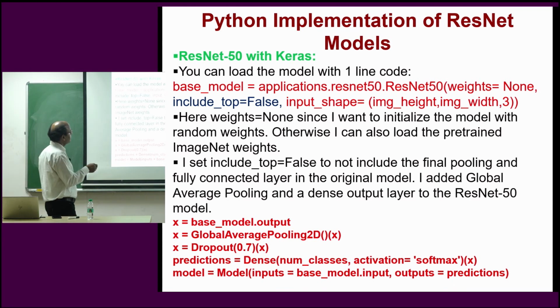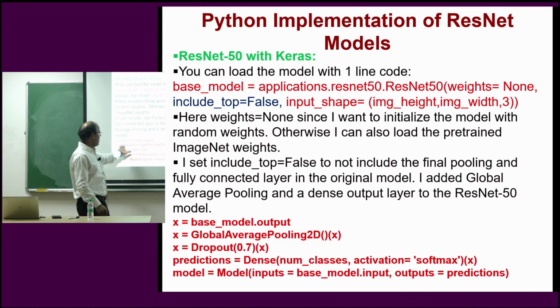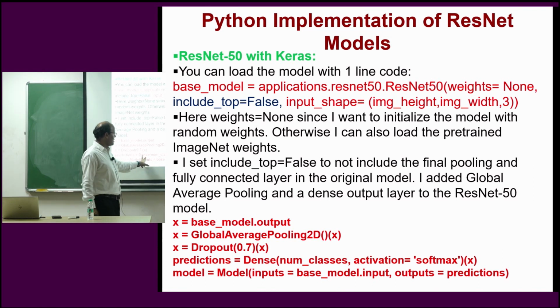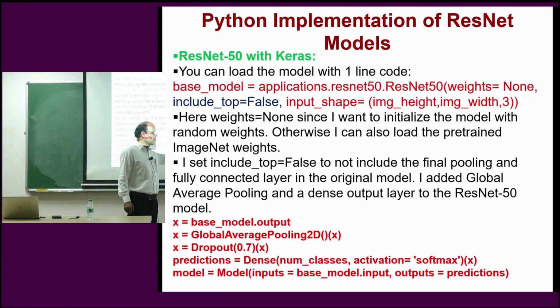Then, already I told you, this part is fine. Then x equal to base_model.output, which is this part you have. Then x equal to GlobalAveragePooling2D. This global average pooling is a kind of flattening operation. It is also used, and it is a faster approach than flattening. Then you can use some kind of dropout. Here 0.7 is written just for understanding. And then finally predictions equal to Dense, number of classes, activation equal to softmax.